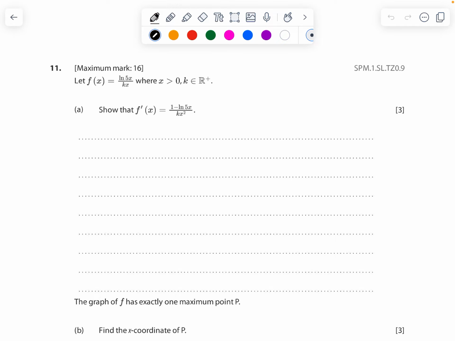Now he's asking f prime x. So what am I going to do? I am going to use the quotient rule. So f prime x equals, though this one is already covered in day 1, but then again I'm covering it, kx whole square times kx times ln 5x derivative is 1 upon 5x times 5 minus ln 5x as it is, kx derivative is k.